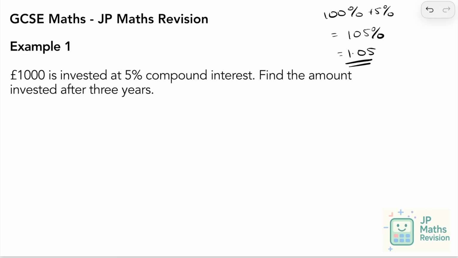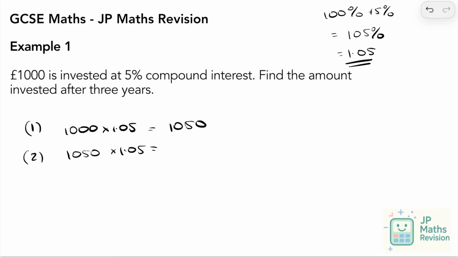So what we do to find the amount after the first year is we multiply 1,000 by 1.05. So that is going to give us 1,050. So after the first year, we have 1,050. So then for the second year, what we do is we take 1,050 and we multiply that by 1.05. So if we do that, we end up with £1,102.50 after the second year.